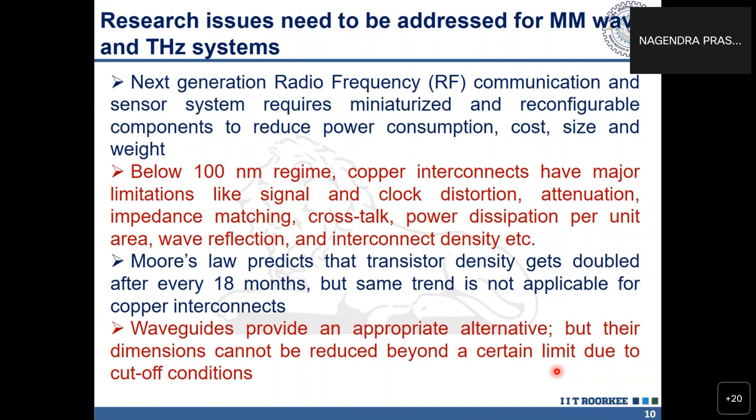What Moore's law says, you know that is well known: transistor density gets doubled every 18 months, but the same trend is not applicable for copper interconnects. Transmission lines or guiding structures are not following Moore's law. They follow electromagnetic principles. So you can miniaturize the size of the transistor, but the interconnects or connecting lines cannot be reduced in the same way. So the size of the chip is not only dependent upon solid state devices, but also upon the interconnects, and that is causing major difficulty.